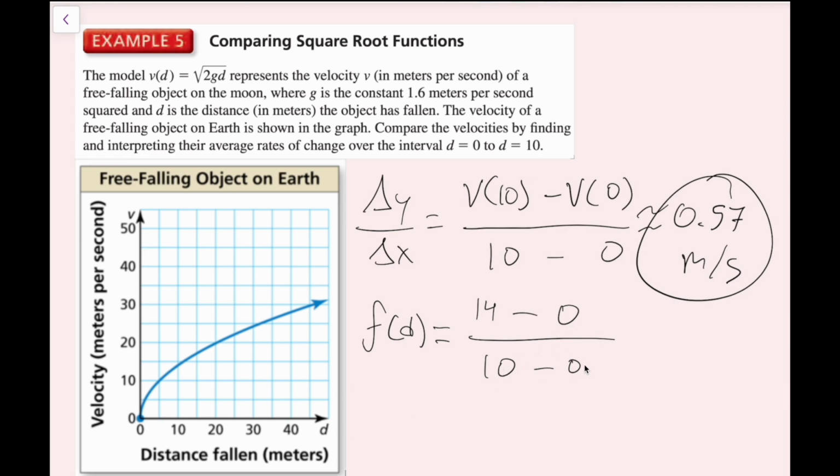I mean, you don't really need a calculator to figure out that this is going to be 1.4. Well, I'll say approximately because I guessed on where that 14 is. So approximately 1.4 meters per second is my velocity.